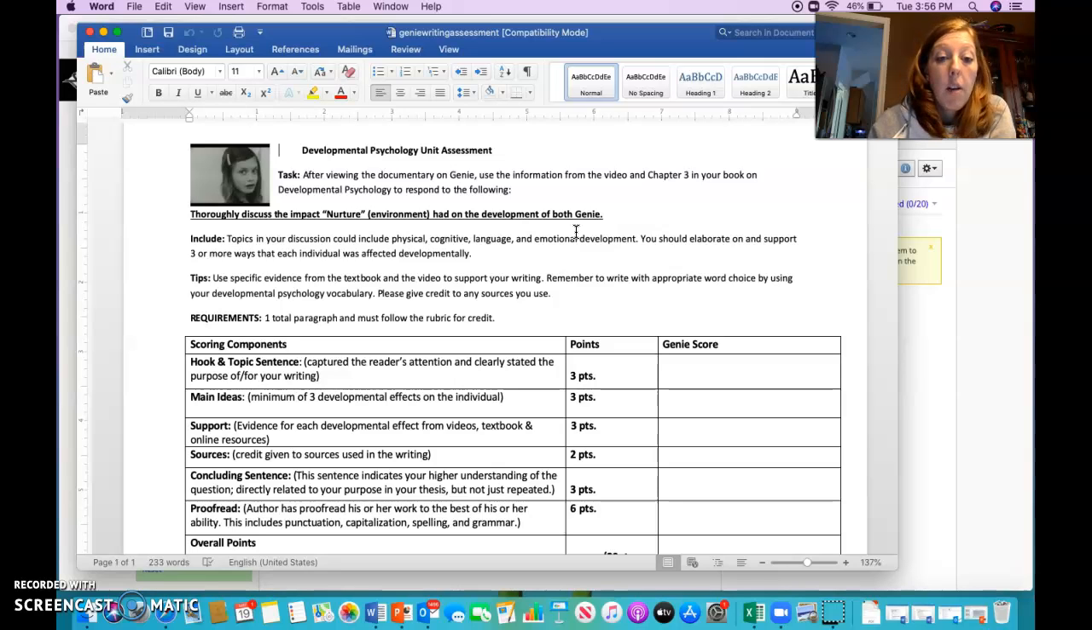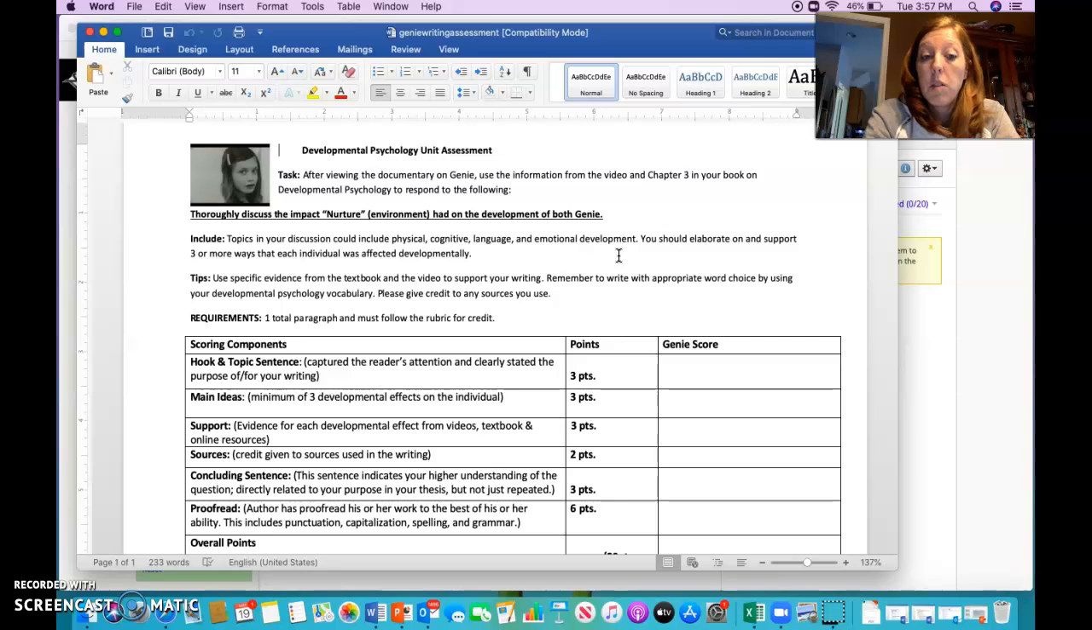All right. And so what you're going to be asked to do is look at specific topics in your discussion. So include physical, cognitive, language, and emotional development of Jeannie. You should elaborate on and support 3 or more ways that Jeannie was affected developmentally in her upbringing. So you're looking at, like I said, physical, cognitive, language, and emotional. So you're going to choose 3 of those in which she was affected and elaborate on those.